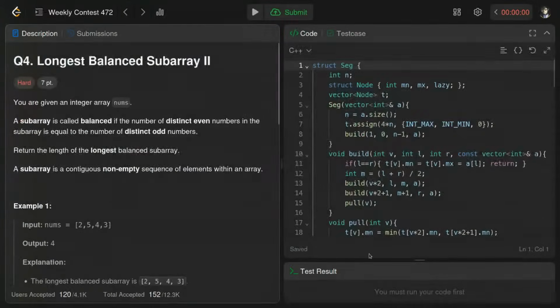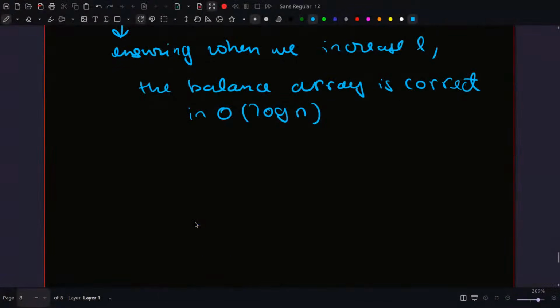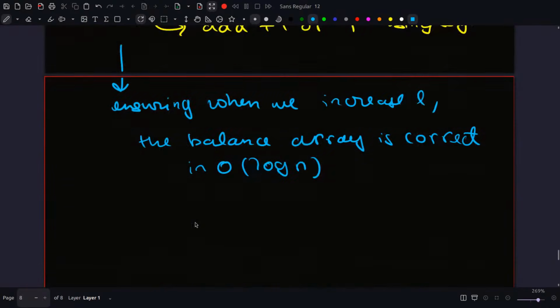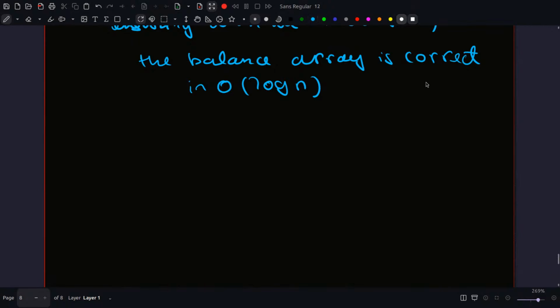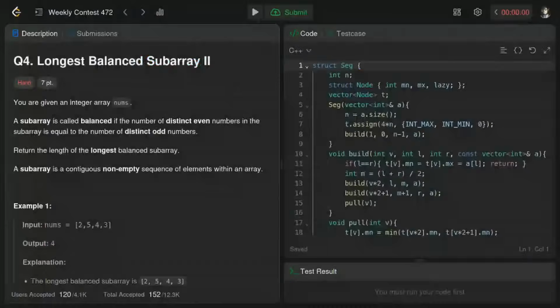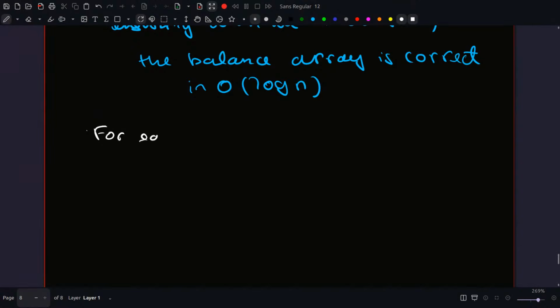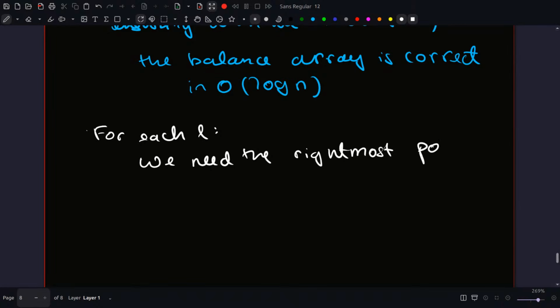Anyways, so let's go back to the question. We are ensuring that the balance is correct in big O of log n. And now the only thing we need to know for each position L, once the balance array is there, is the rightmost position which is a 0. And we can do this also with the segment tree itself.